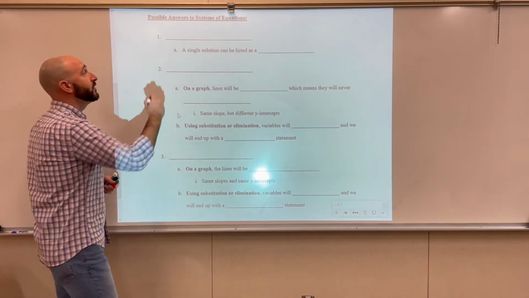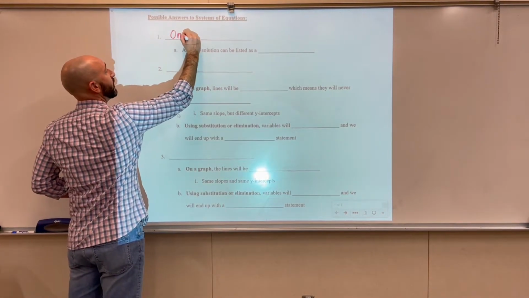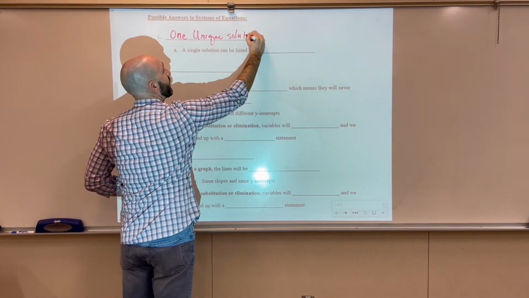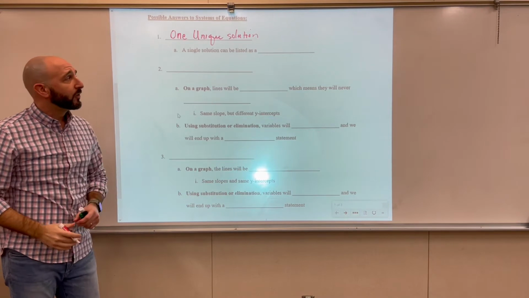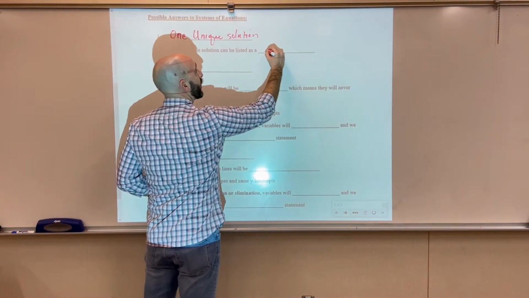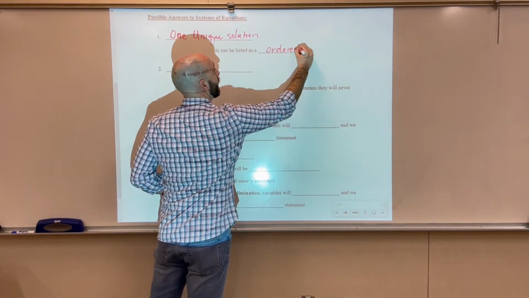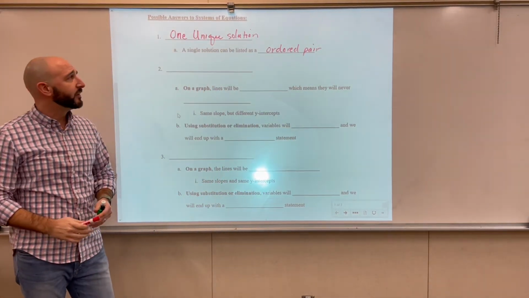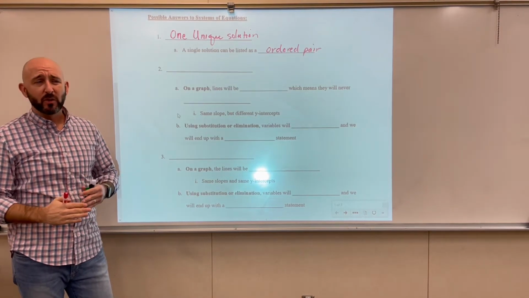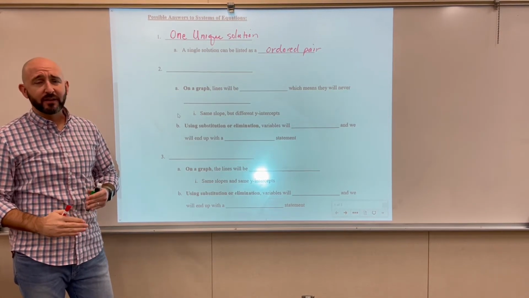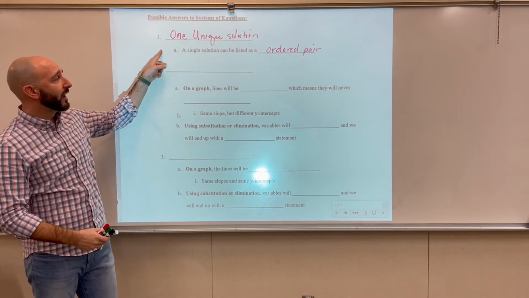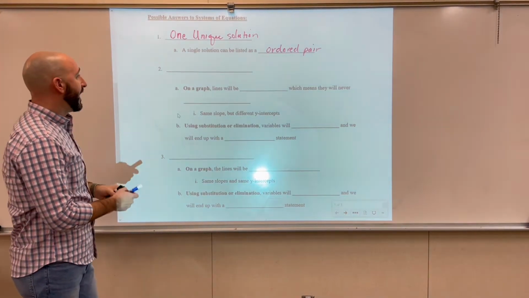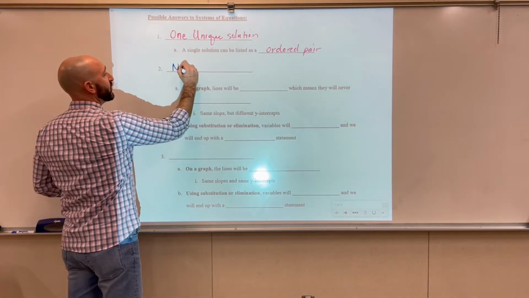All right, so one unique solution is a single solution that can be listed as an ordered pair. If we think about a system of equations graphically, so two linear equations graphically, if they intersect at exactly one point, that's where that system of equations is going to have one unique solution. Now, we could also have no solutions like we discussed above.